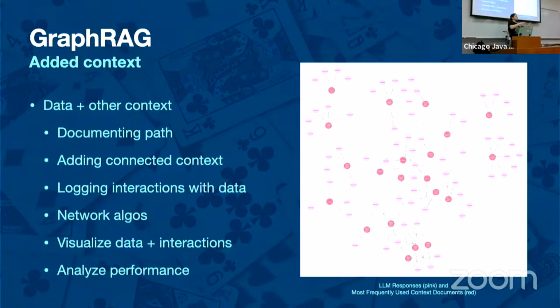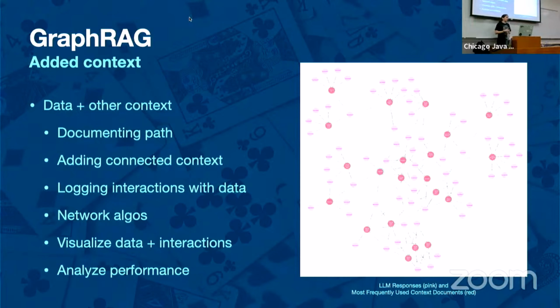So this is where when you combine graphs with your retrieval augmented generation, you can pull in that added context, all of that related information that you might have, the different types of entities, the different connections. You can pull this in and provide that to the LLM to say, here's other related info to the thing you're looking for. So it's going to provide the data as well as other context. Helps document the path, adding that connected context. You can also log interactions with the data itself. So I'll give an example here upcoming, and actually the screenshot there is from this too.